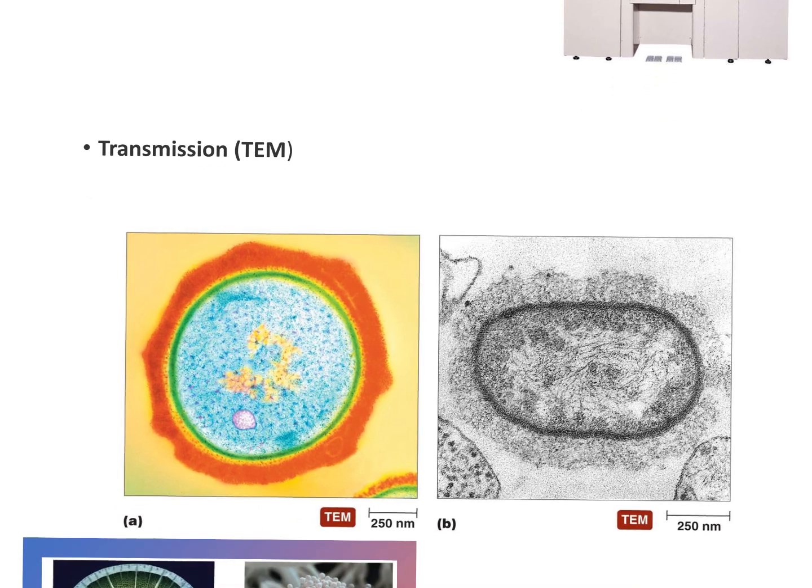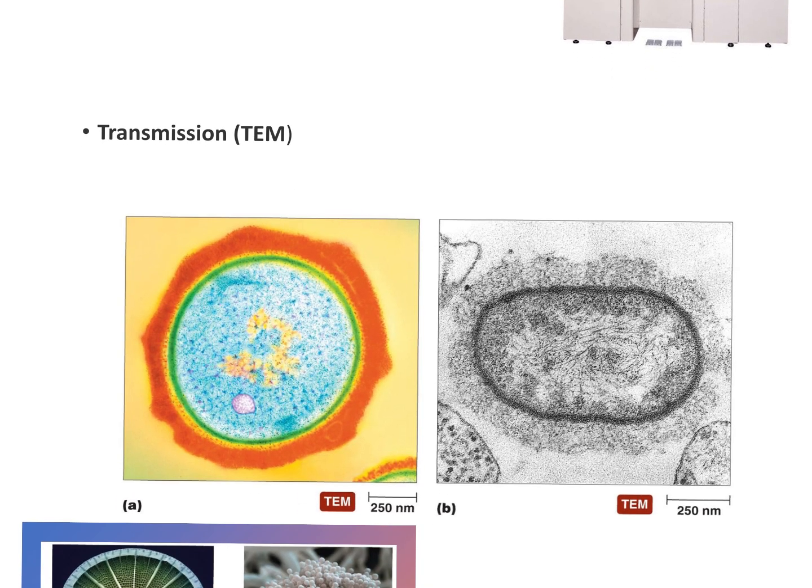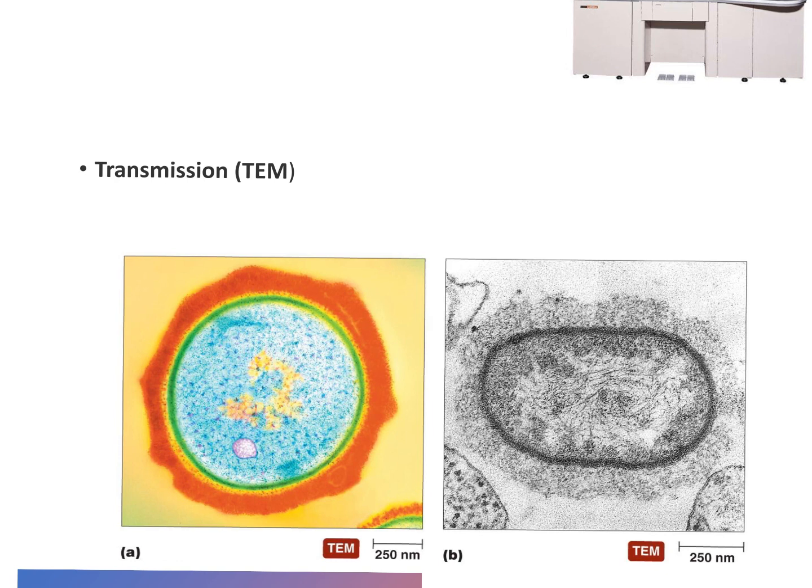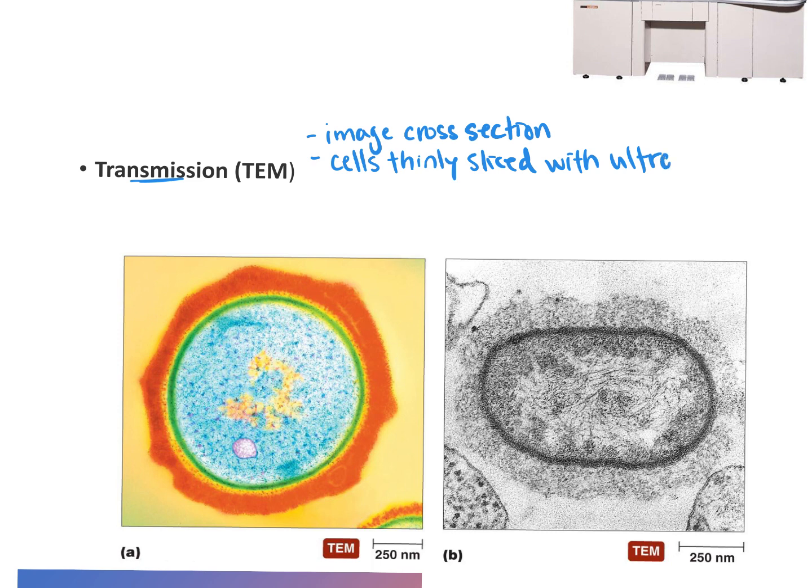All right, so transmission electron microscope, a little bit more about that. Here's a couple of examples of what the image would look like. The image is going to be a cross section. Okay, so transmission, the electrons transmit through the cells. The cells are thinly sliced with a device called an ultra microtome.